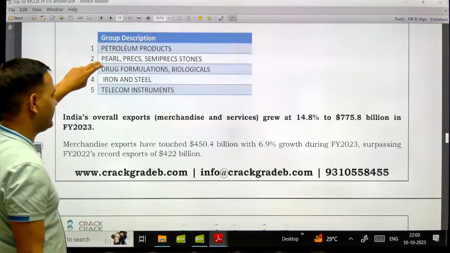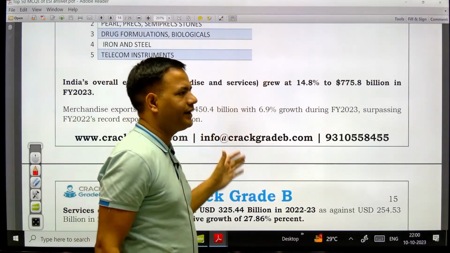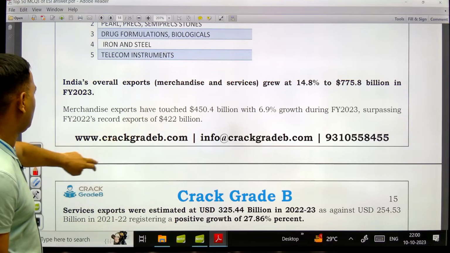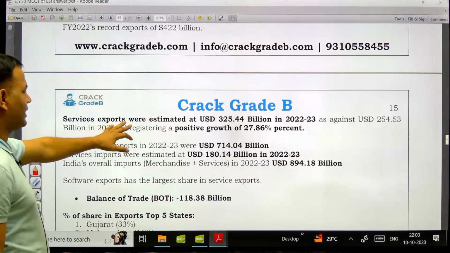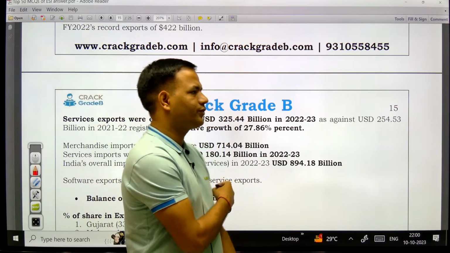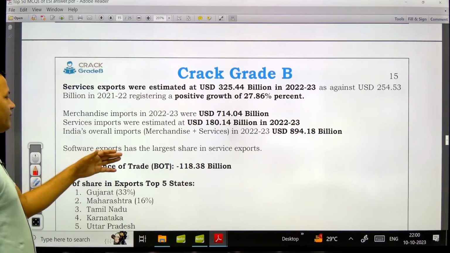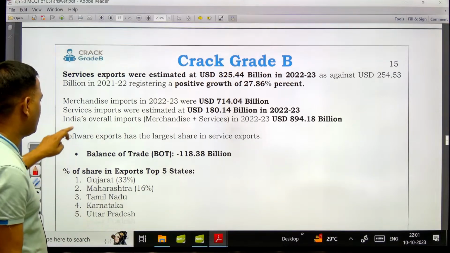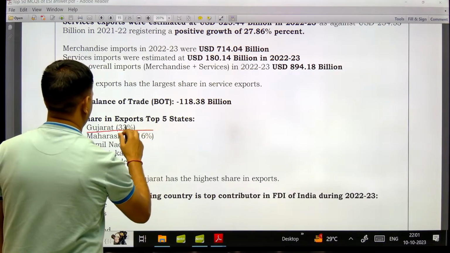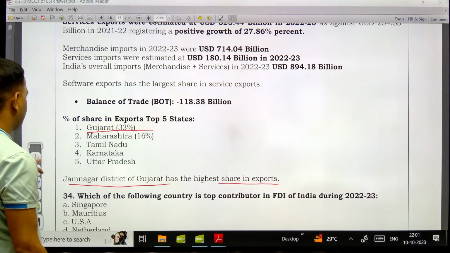But for 22-23 it is Singapore. Export and import data is also very important, so you have to take care of this data. Software exports have the largest share in service exports. I think this was asked in RBI Grade A. Among states, Gujarat has the highest share in exports, and Jamnagar district of Gujarat has the highest share in the export. These are important facts.